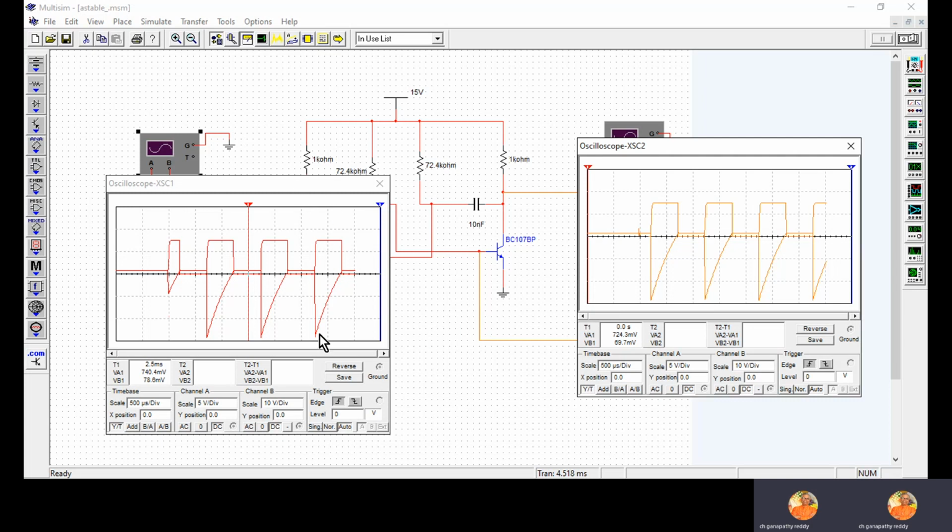That's all. This is a simple experiment, the astable multivibrator. So design, pick up the circuit, draw, note down the waveforms and all values, and mark the result. Conclusions and results, you write in your own words.